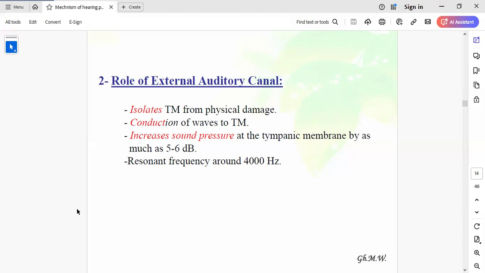The resonant frequency of the external auditory canal is about 4,000 Hertz. What's resonant frequency? Resonant frequency is the best frequency transmitted by a medium with the lowest impedance, the best frequency that the medium can transmit with high admittance and low impedance. This frequency will pass through that medium with the lowest sound energy dispersion. The resonant frequency of the pinna is around 5,000. The resonant frequency of the external auditory canal is about 3,000 to 4,000.